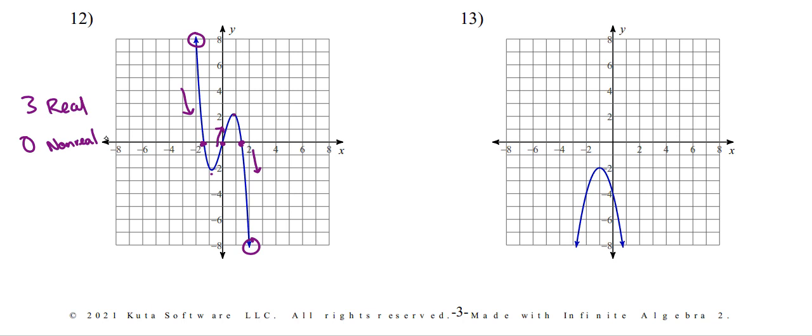Speaking of seeing them all, there aren't any real ones that we can see on number 13. So, does it have any zeros? Well, yes, it's a function. So it's got some zeros.